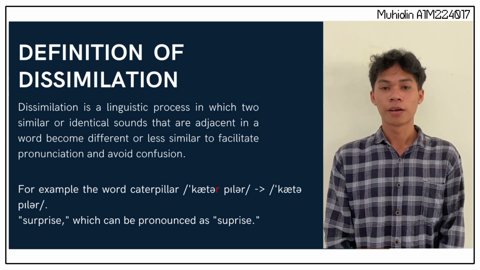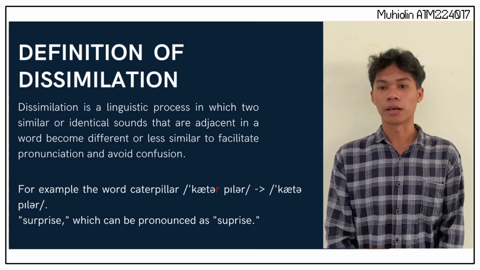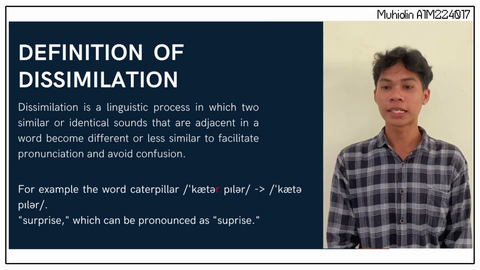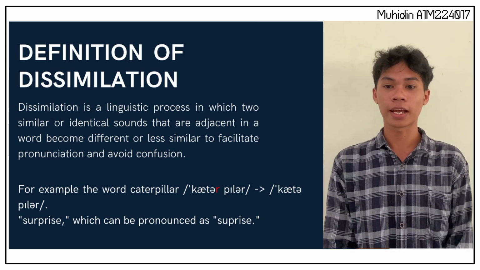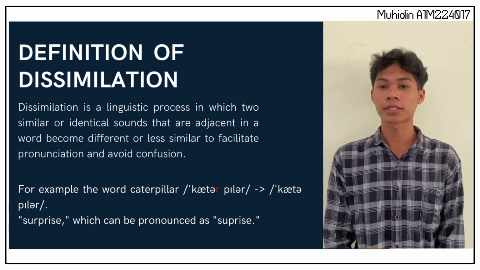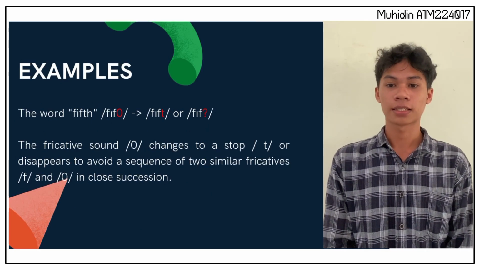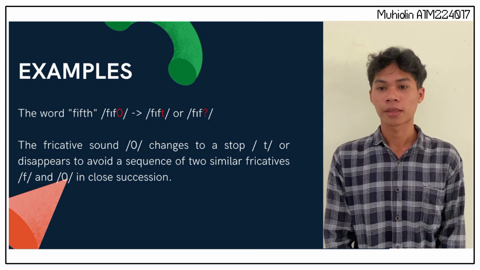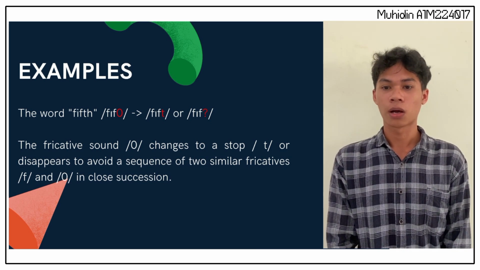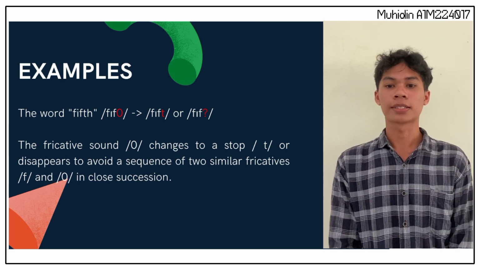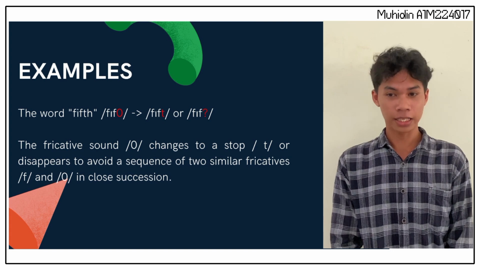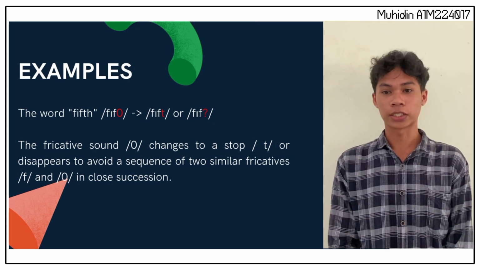For example, words like caterpillar. One of two identical consonant sounds is omitted to make pronunciation easier and clearer. Another example is the word surprise, which can be pronounced as "suprise." Second, words like fifth. The fricative sound changes to the stop T, or disappears, to avoid a sequence of two similar fricatives, F and th, in a closed section.